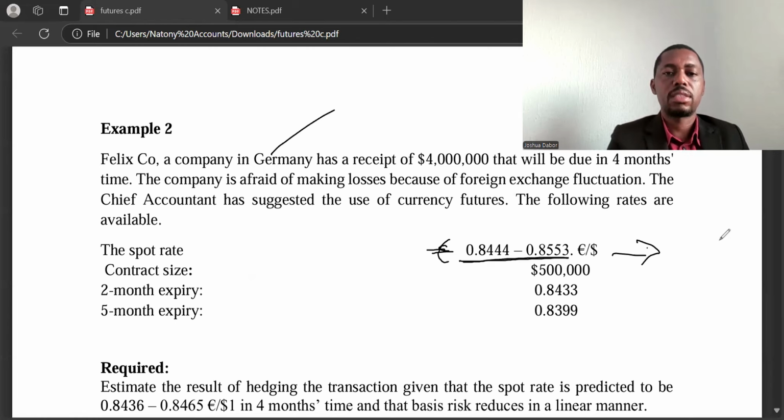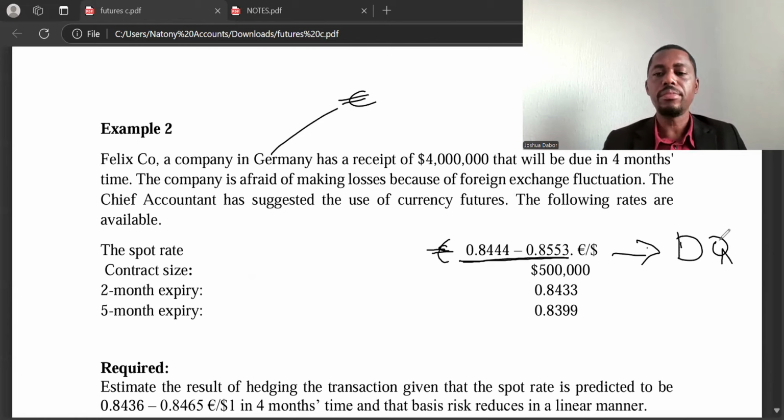So anytime the pricing currency is in the local currency, it is a direct quote. So the German currency is what? The euro. And the pricing currency is in the euro. So the quotation is what? A direct quote. So if it is a direct quote, what will now be the implication? You have the buying rate. So the bank will buy at this rate, and the bank will sell at the second rate.